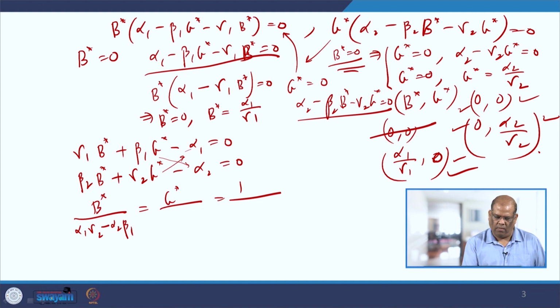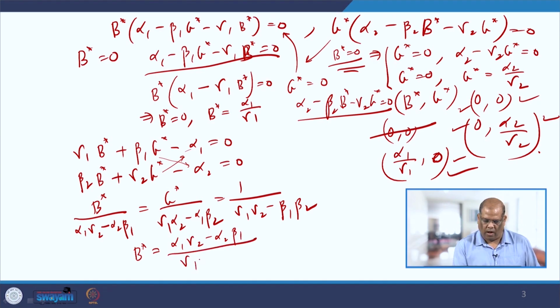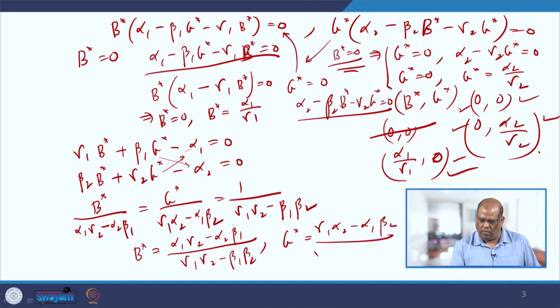So, this multiplied by this: alpha 1 gamma 1 alpha 2 minus alpha 1 beta 2, and the denominator will be gamma 1 gamma 2 minus beta 1 beta 2. So, your B star is equal to alpha 1 gamma 2 minus alpha 2 beta 1 by gamma 1 gamma 2 minus beta 1 beta 2, and your G star is gamma 1 alpha 2 minus alpha 1 beta 2 by gamma 1 gamma 2 minus beta 1 beta 2.